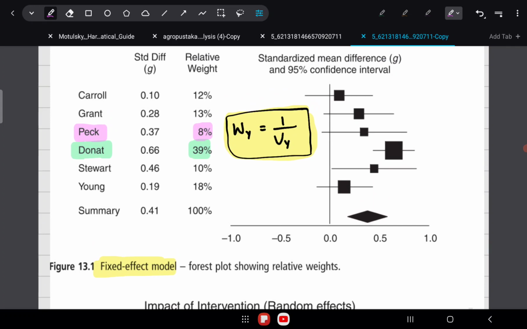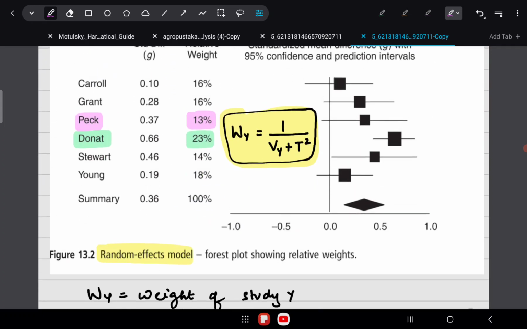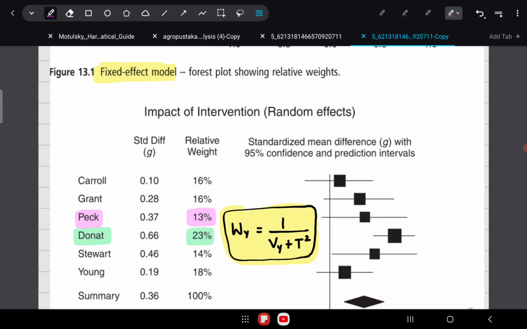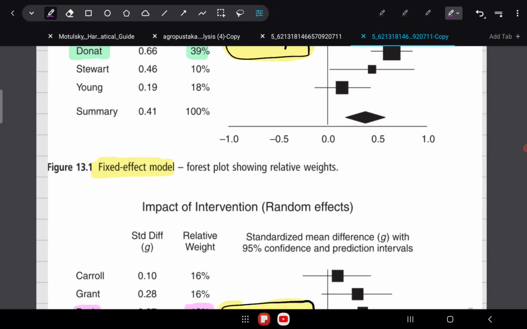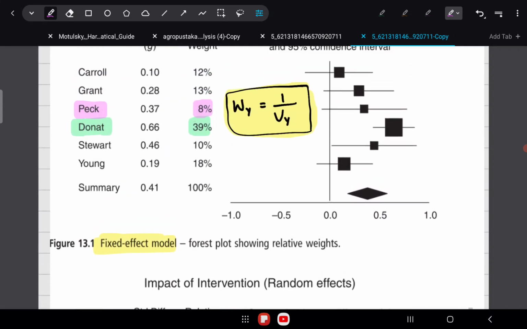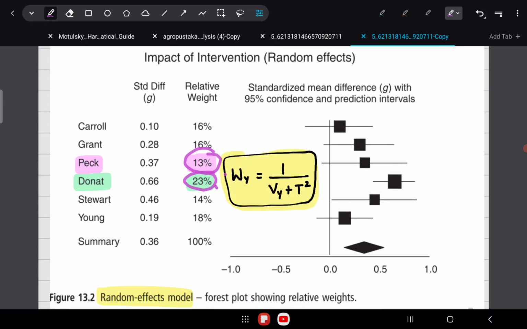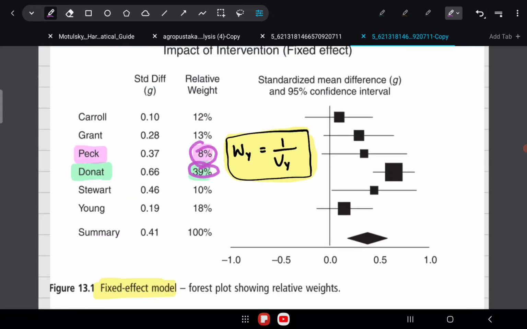This is fixed effect modeling and this is random effect modeling. You can see that Donat is the largest study, the study with the largest weight in random effect modeling, and Peck is the study with the smallest weight. So it is 23 and 13. But when I do fixed effect modeling, you will see that the weight of the largest study is actually 39% and the weight of the smallest study is 8%. So as I told you, larger studies are much more important than smaller studies in fixed effect modeling. There the range of the weights is quite huge.